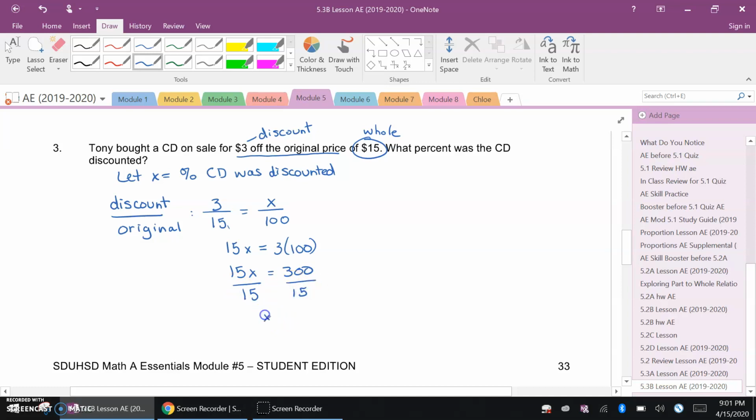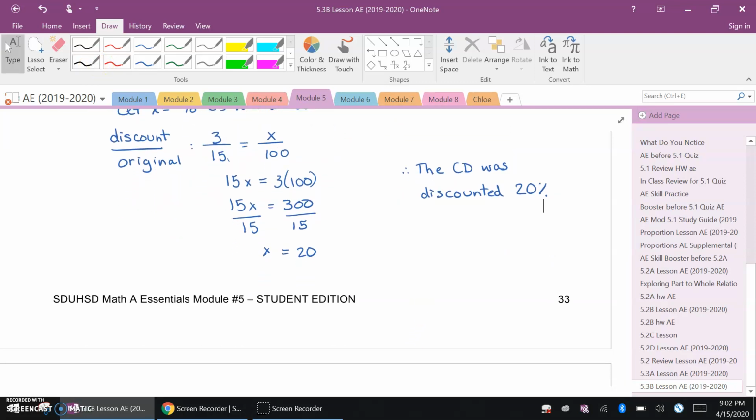And so we're going to get x equals 20. So that means that the CD was marked down 20%. Or you can say the CD was discounted if you like that better. Okay. So turning the page, it's just more of the same.